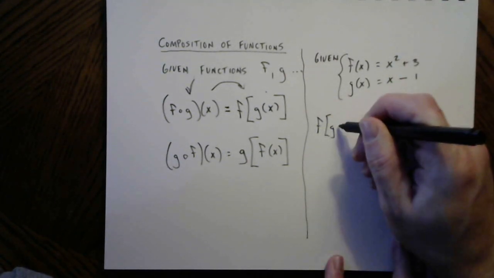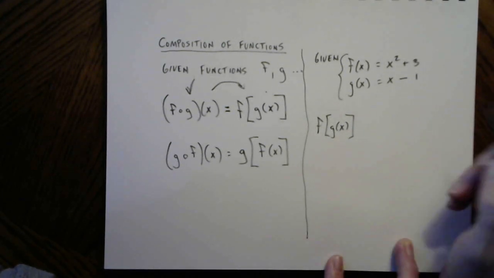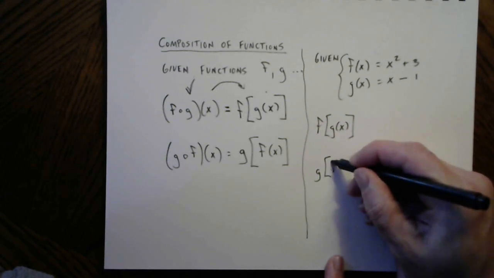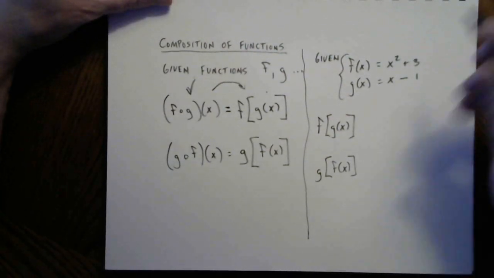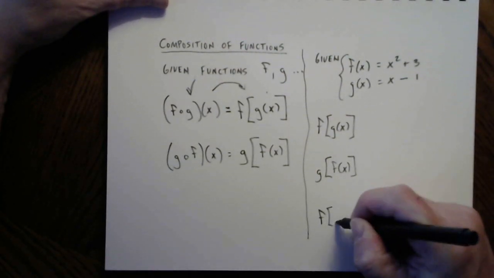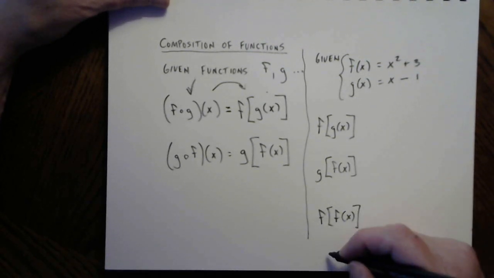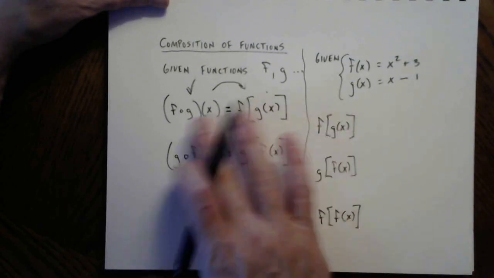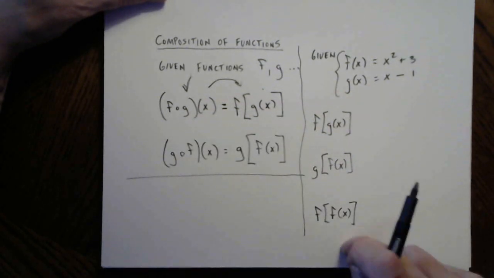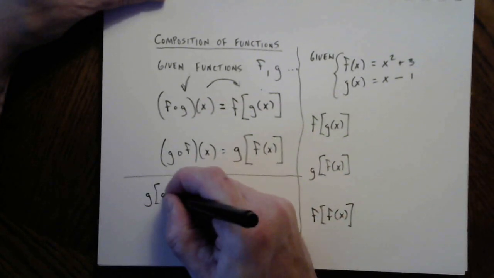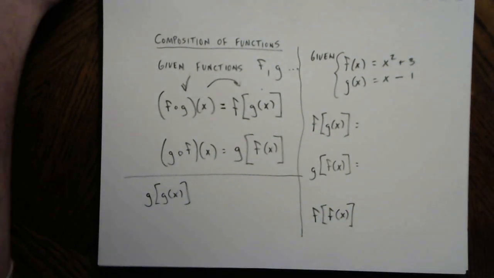f of g. Make sure I leave room. g of f. And then you could make this kind of confusing: f of f. And I'm going to sneak this over here. I don't like to bounce around, but I obviously have limited space. So this you should have maybe underneath: g of g. Okay. So what would these look like?